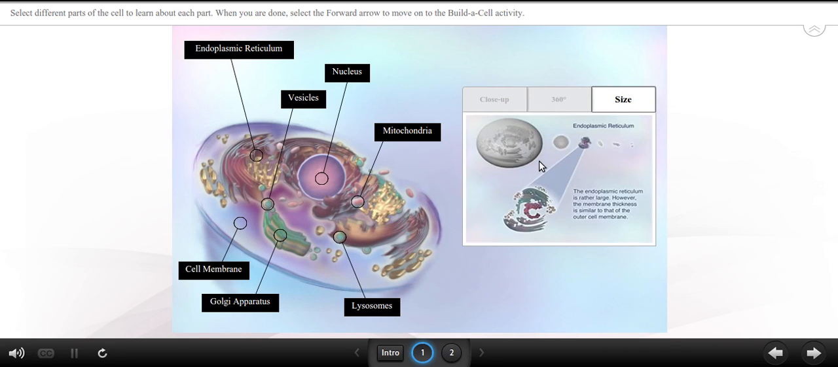Smooth ER lacks ribosomes, so it appears smooth. Smooth ER produces lipids and breaks down some toxic substances.